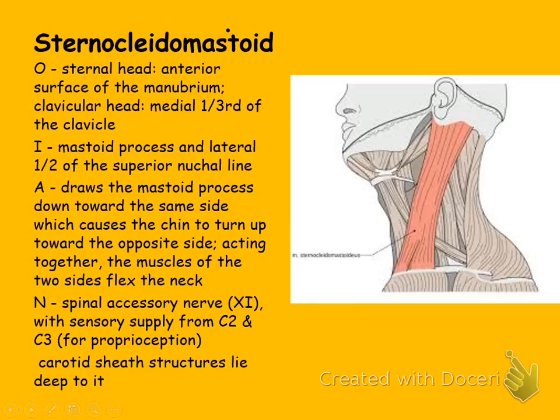Sternocleidomastoid. Ooh, big word. Sternocleidomastoid. To break it down, we have sternum, clavicle, mastoid. Those three places is where it attaches. Sternum, clavicle, mastoid. Really important muscle for turning your head. So it originates on the sternal head. We have two different parts of it. The anterior surface of the manubrium, or the mandible, excuse me. No, manubrium. I have that right. The clavicle head goes from the medial 1/3 of the clavicle and inserts on the mastoid process of the temporal bone.